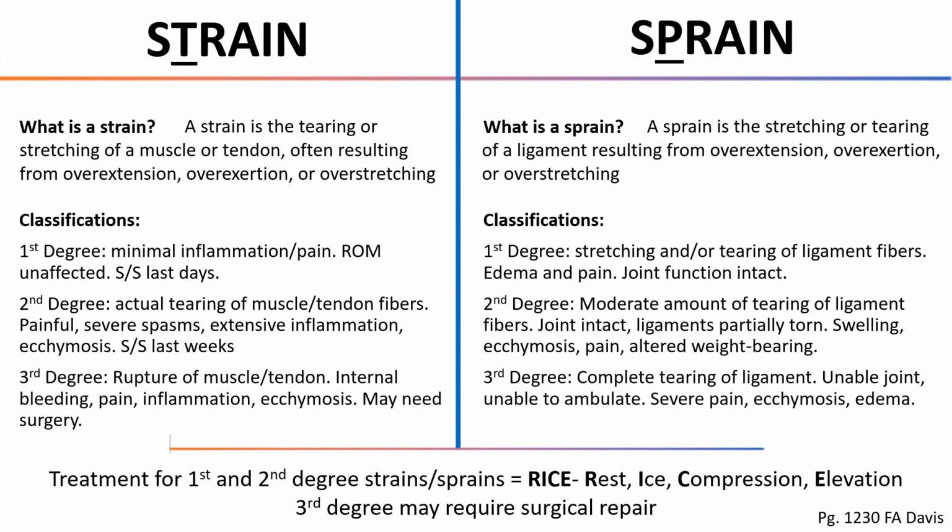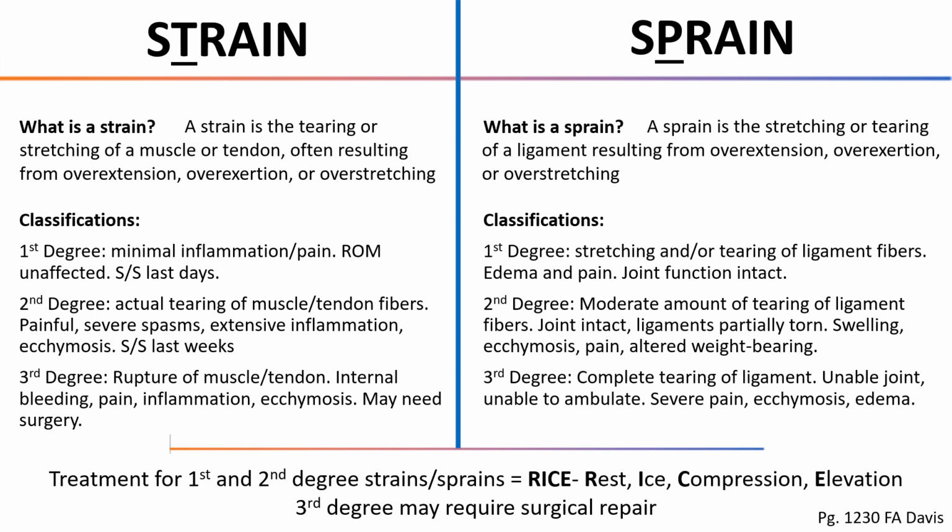So first degree, or a mild sprain, is demonstrated by stretching and or minimal tearing of ligament fibers. Edema and pain may be evident, but joint function remains intact. The patients are able to ambulate with slight discomfort.